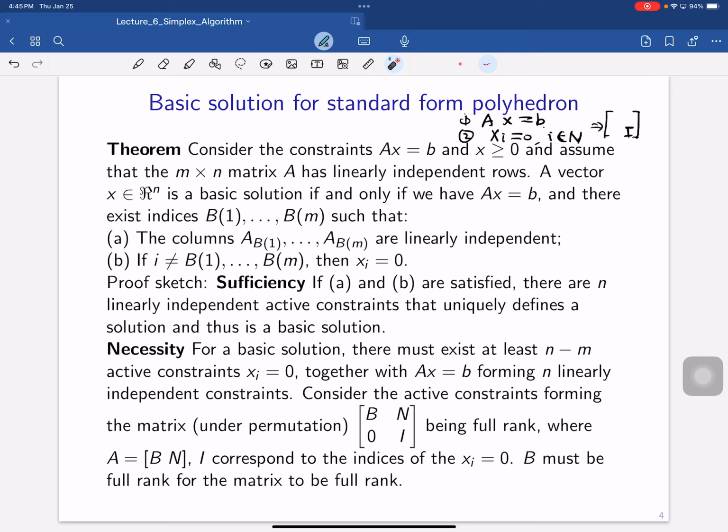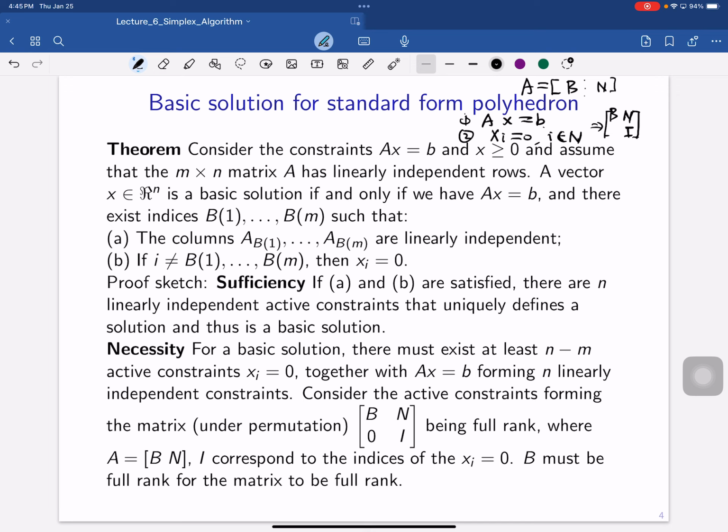And then we can divide this matrix A into two parts. The first part we call B. The second part we call N. The N corresponds to the columns for this part of the constraints that hold x_i equal to 0. In other words, you can divide this m by n matrix into two parts: one is B, the other part is N.